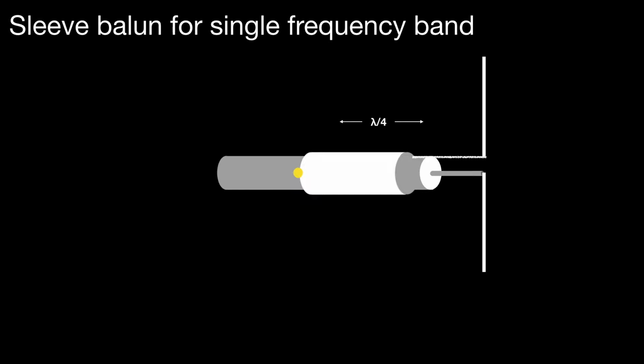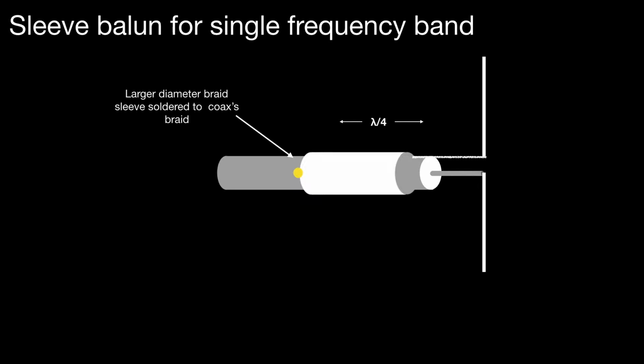It's important that this is a lambda by 4 or quarter wavelength length of outer braid, and this means that the sleeve balun is only suitable for a single frequency, or extending the point a little bit, perhaps a single band with acceptable performance. So if you picked lambda by 4 to be mid-band, then you could use this type of balun over the entire band. Lambda by 4 is quite long at some of the HF frequencies, so this is probably more useful at the VHF and UHF and above.